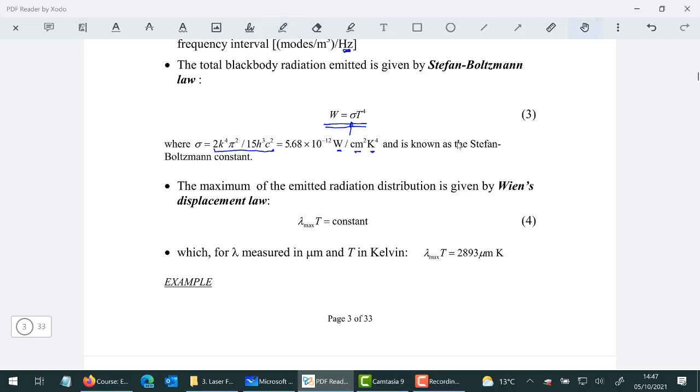The peak we've already seen goes as a constant, so lambda times T is a constant. Lambda is usually measured in microns for this, and T is usually measured in Kelvin, and that constant is about 3000 micron kelvins.